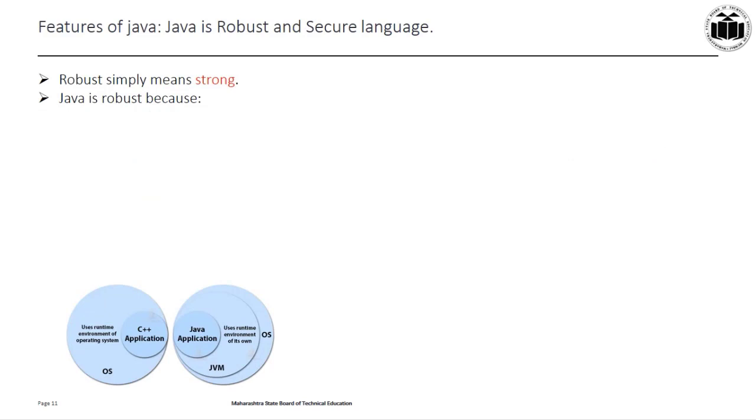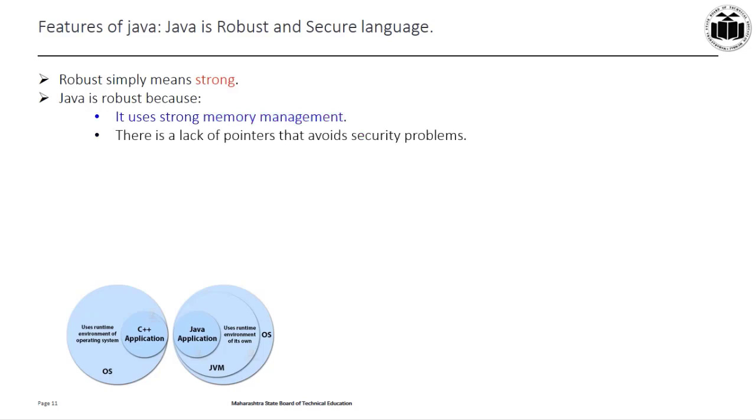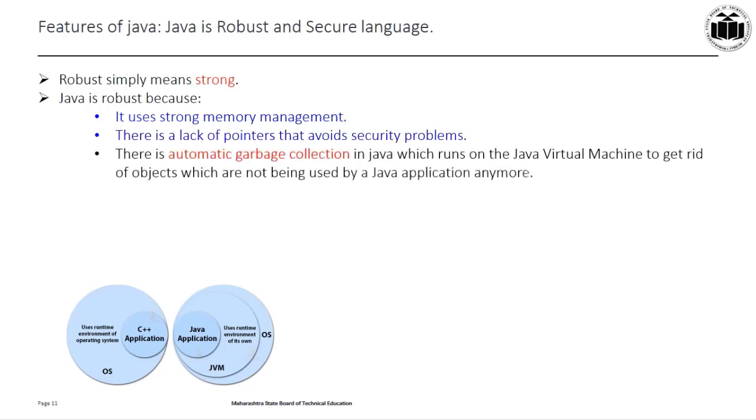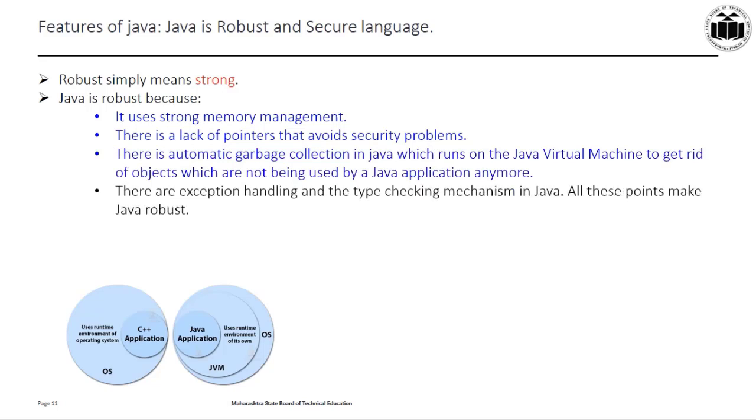So our next feature is that Java is a robust and secure language. Robust means strong. So Java is robust because it uses strong memory management. There is a lack of pointers that avoids security problems. There is automatic garbage collection in Java, which runs on the Java virtual machine to get rid of objects which are not being used by a Java application anymore. There are exception handling and type checking mechanisms in Java. All these points make Java robust.